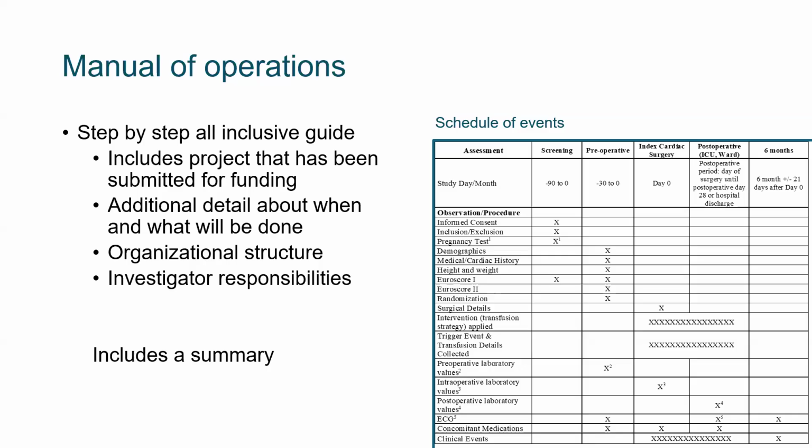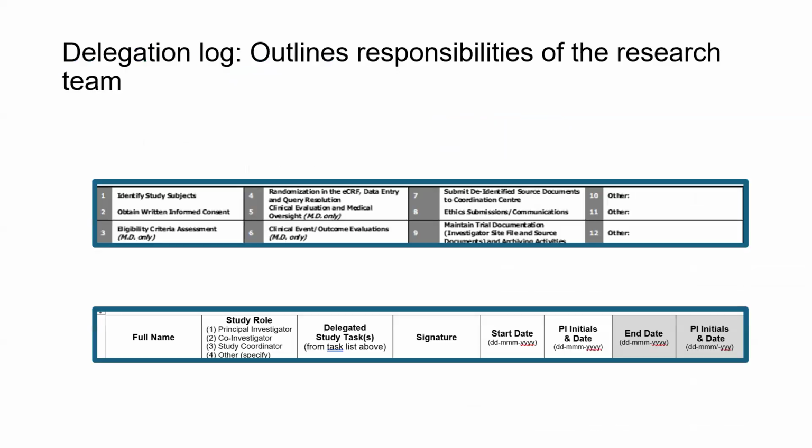And it's anticipating that you're going to have some people who might be interested in the trial that you haven't approached, that you can just send them a summary to start gauging their interest about whether or not they want to participate. The next really is the delegation log.